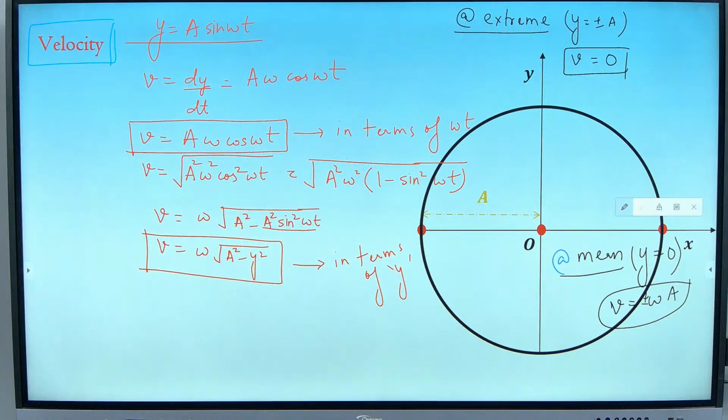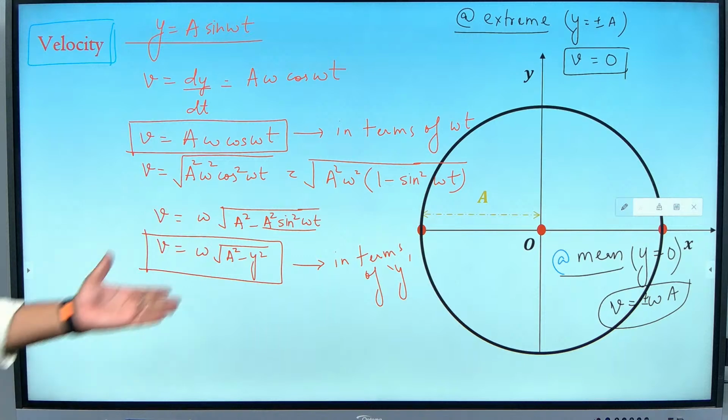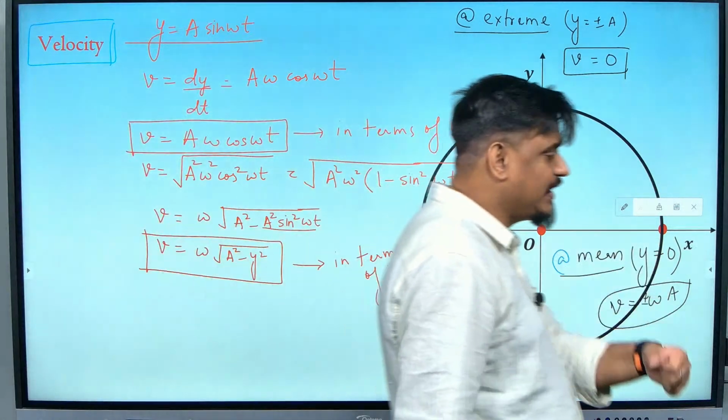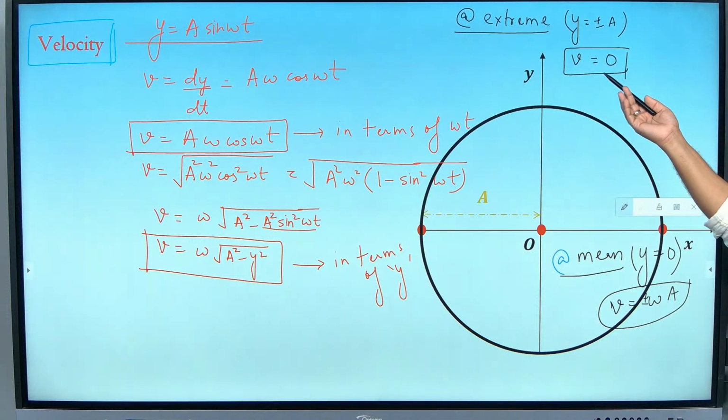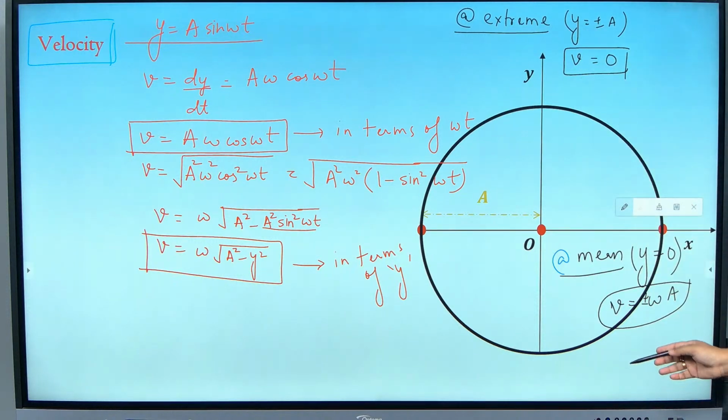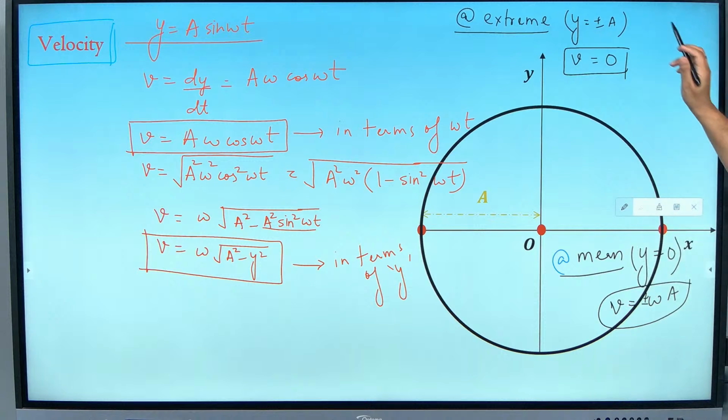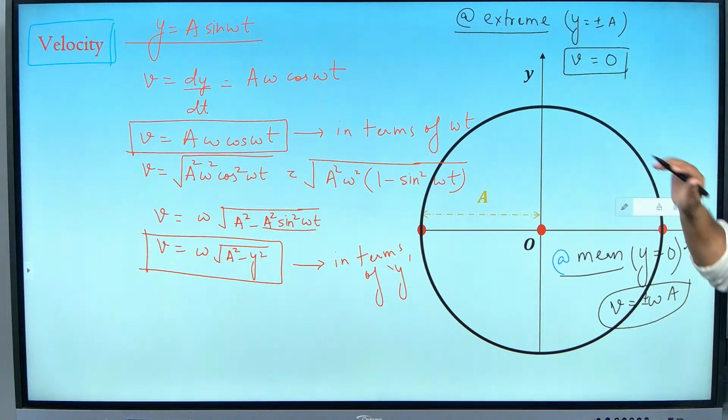Yes. Mean position will have the maximum velocity. Yes, it will be maximum. So from here itself, it is clearly understood, no? At extreme, the pendulum will be having 0 velocity. At mean, the velocity will be maximum, plus or minus omega a. Right? If somebody would have used omega t for finding at extreme, they can use that also.